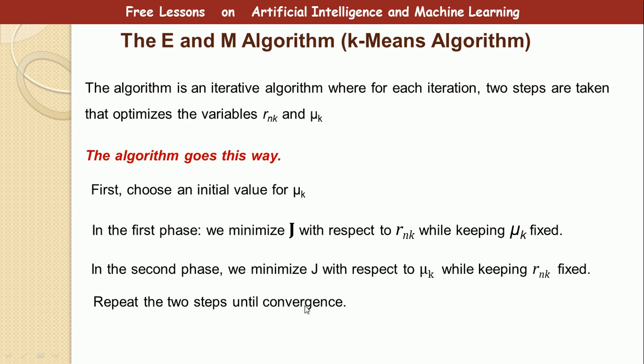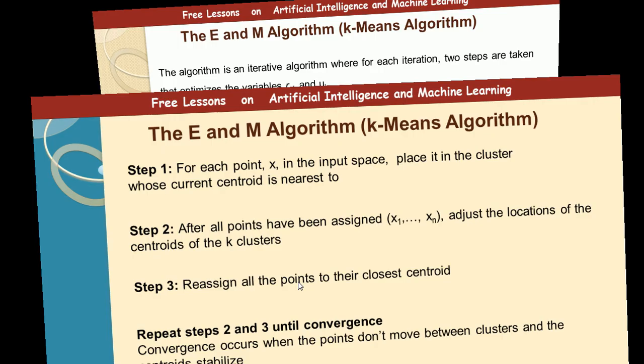Then the next thing is to repeat these two steps until convergence, until there is no longer a difference in the value of mu k and Rnk. I think it's not easily understood, but if you spend some time to read through, you will understand it. One thing I tell my subscribers: try to make notes as you follow my lessons.